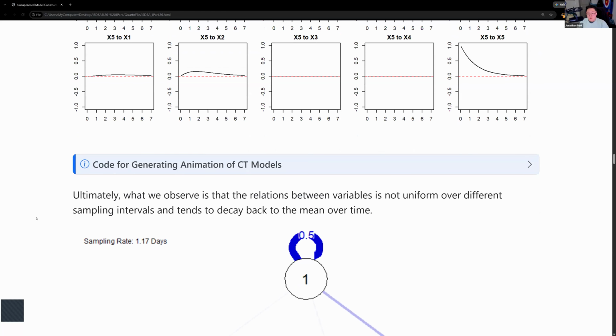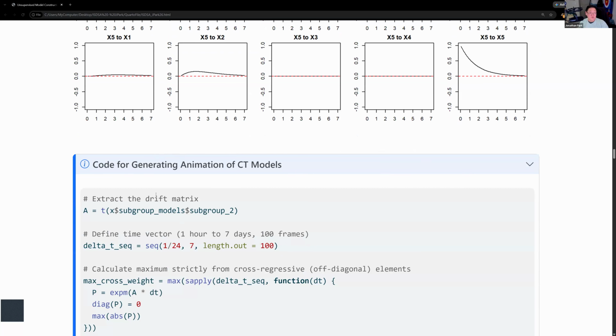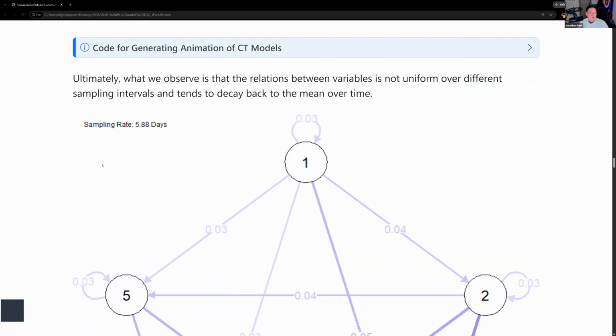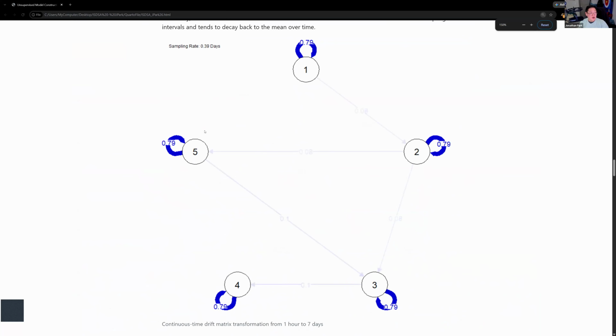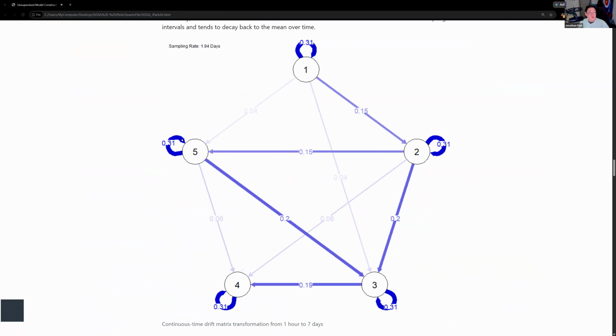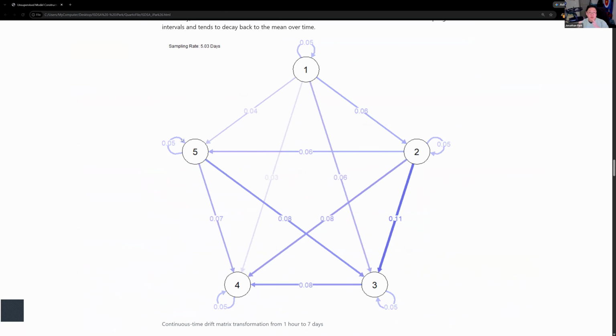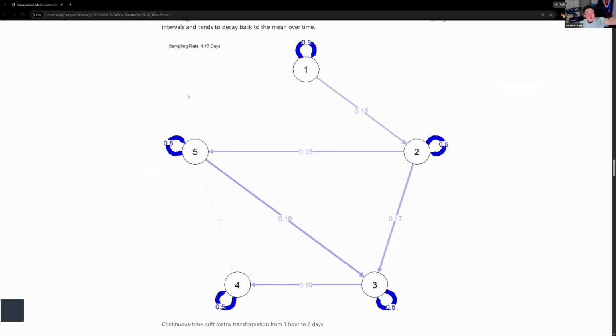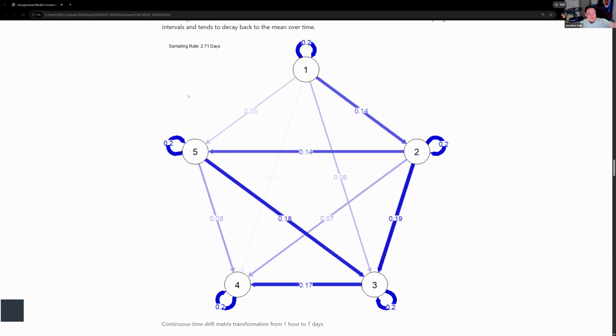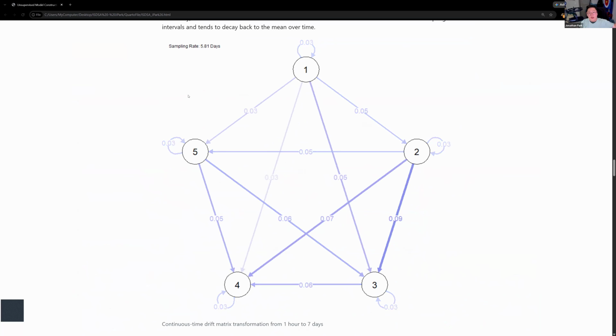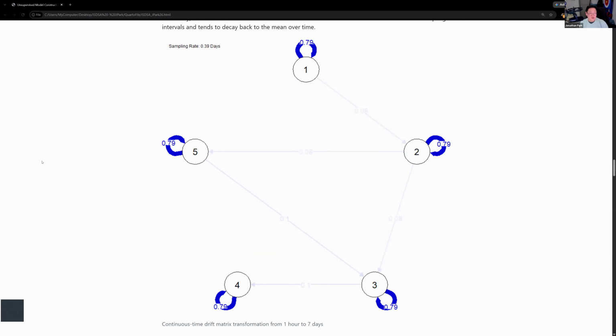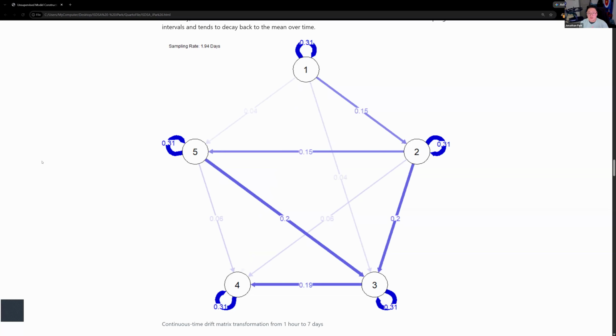Another thing that we might be interested in doing is generating an animated plot. In this case, this is code for generating a GIF, or a GIF if you like to say it wrong. This shows the dynamic associations between our variables as we go from an hourly sampling rate to a weekly sampling rate. You see that autoregressions are very dominant early on. The off-diagonal elements emerge as quite strong in the middle, and then they go back into decaying towards the end of the week. So this is just another way of visualizing the data.